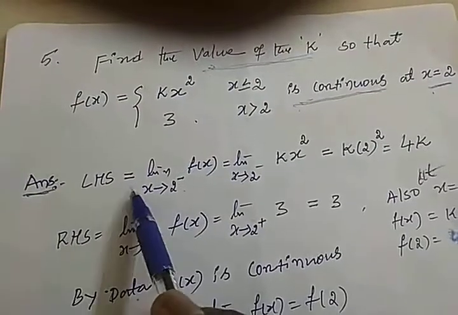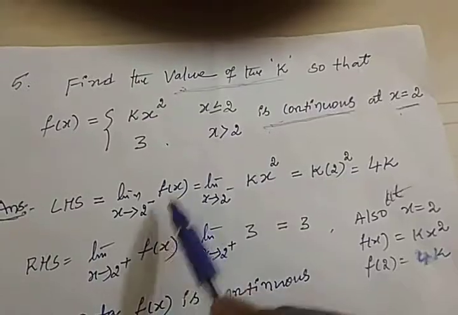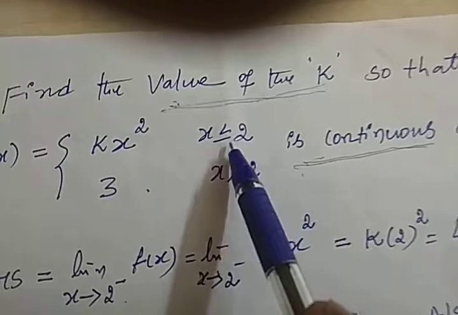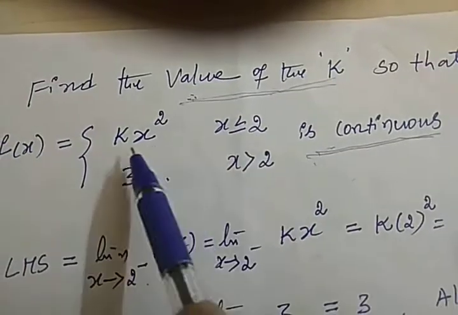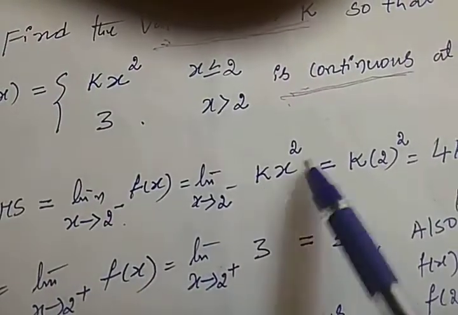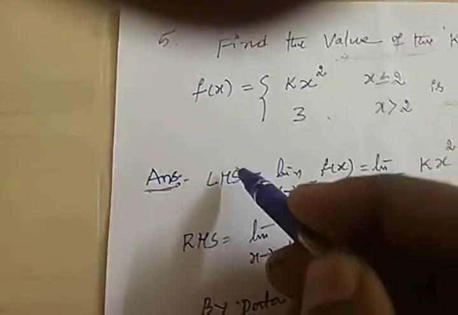So LHL is equal to the limit as x tends to 2 minus of f(x). As I told earlier, 2 minus is nothing but less than 2. For x less than or equal to 2, the function is kx square. Replace f(x) with kx square, and apply the limit as x tends to 2. 2 square is 4, so we get 4k.